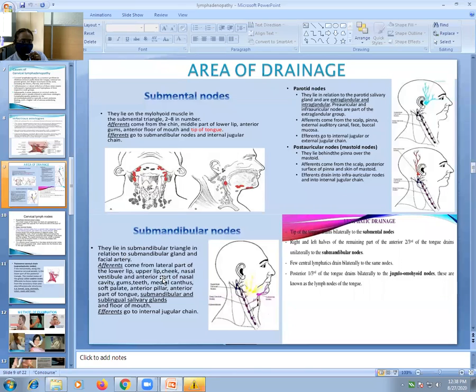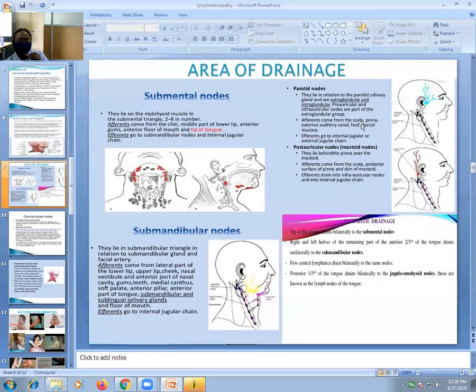Afferents come from the lateral part of lower lip, upper lip, cheek, nasal vestibule, anterior part of nasal cavity, gums, teeth, soft palate, and anterior two-thirds of the tongue. It also goes to the submandibular and sublingual salivary glands, and from there to the deep group of cervical lymph nodes. So this is the area of drainage for the submandibular group of lymph nodes, and this is the area of drainage for submental.